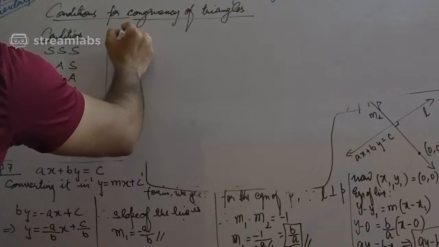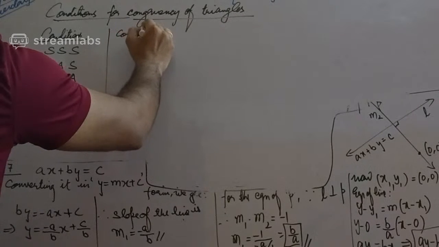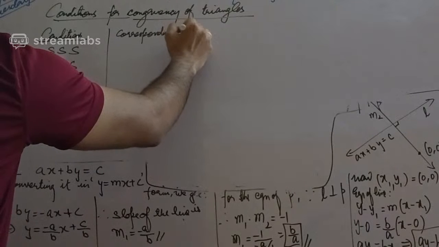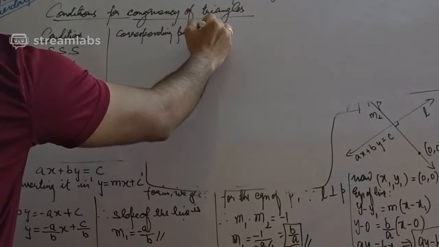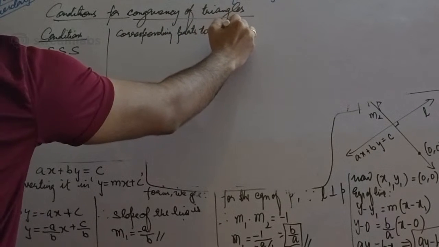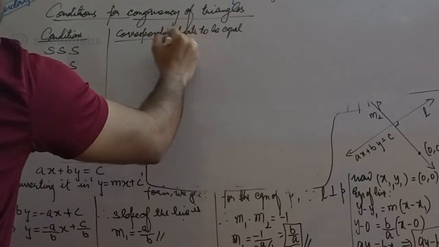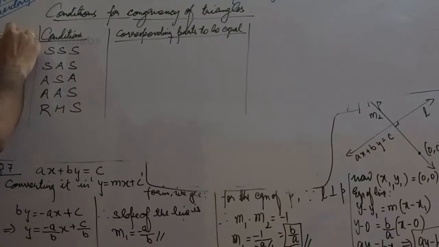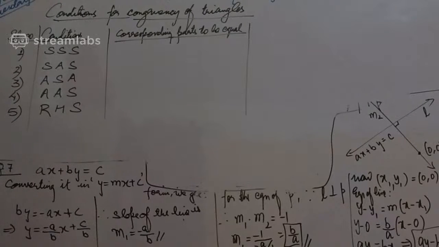Next I can write down the heading, corresponding parts to be equal. And the next heading can be a serial number. So a table of 5 cross 3 you can make, in fact 6 rows and 3 columns.